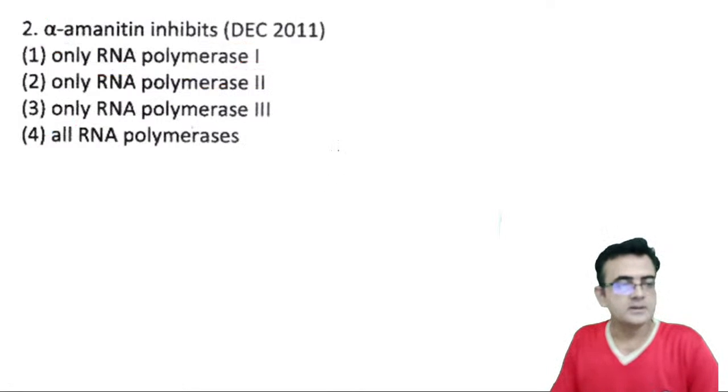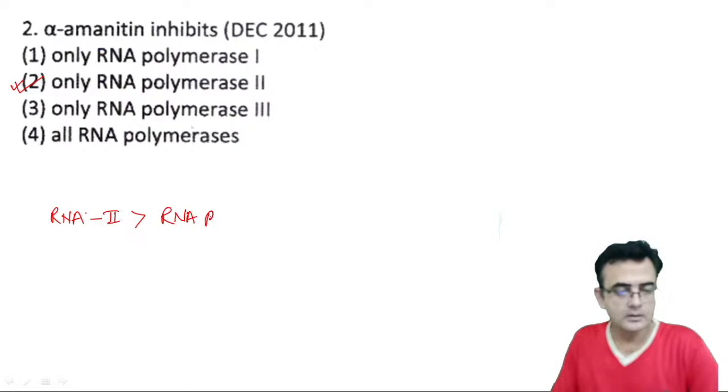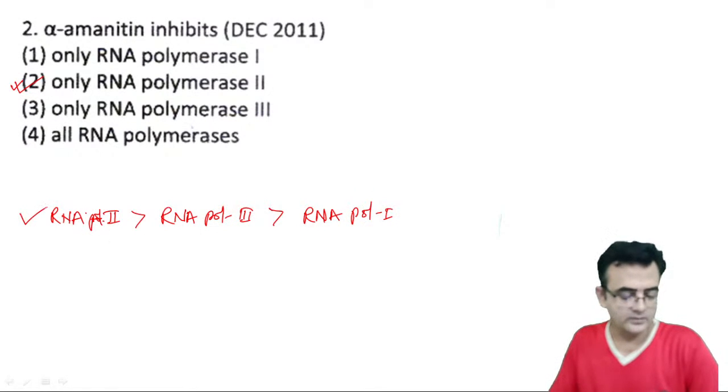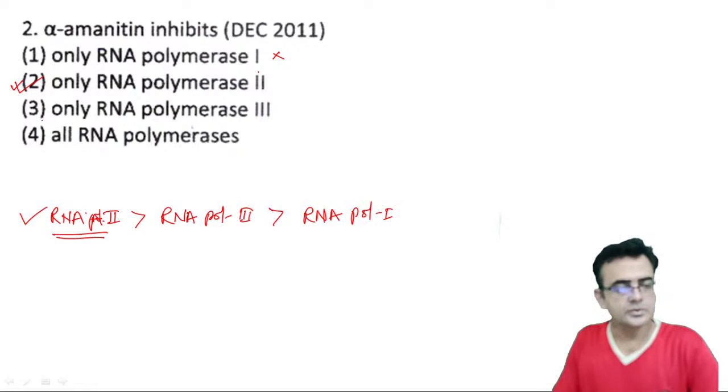Again, in 2011 they asked what alpha amanitin inhibits. If only one choice is there, then we would write only RNA polymerase 2. Actually, this is not the case. The case is that RNA polymerase 2 is much more sensitive than RNA polymerase 3 and then RNA polymerase 1. This is the order in which it acts. So here the second answer is correct, not all RNA polymerases, because RNA polymerase 1 is almost not sensitive, almost not affected. RNA polymerase 2 is highly affected, very sensitive to alpha amanitin. All right.